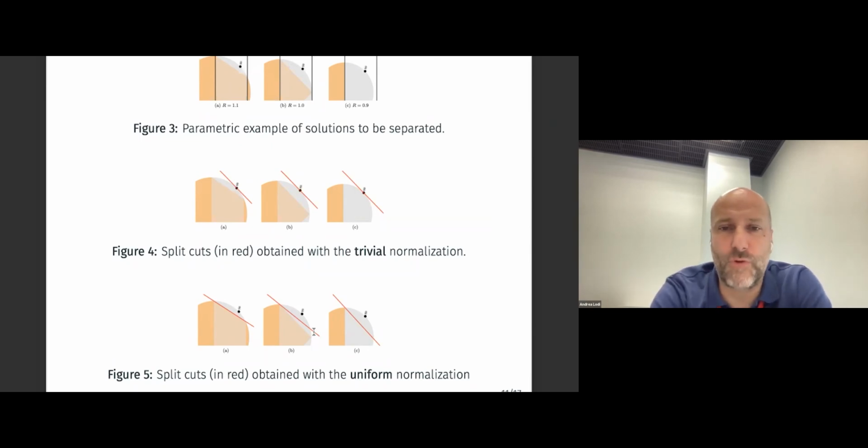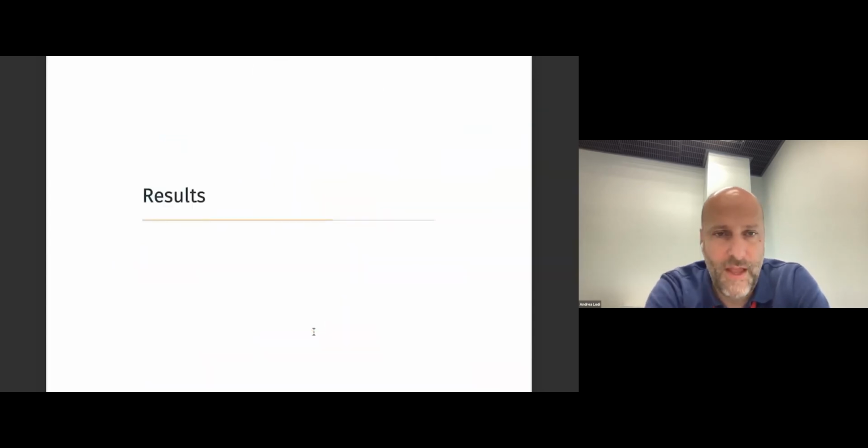But this picture is mostly to give you an intuition of the difficulty, of the impact that one normalization versus another can have on our ability to solve the cut generating conic problem.